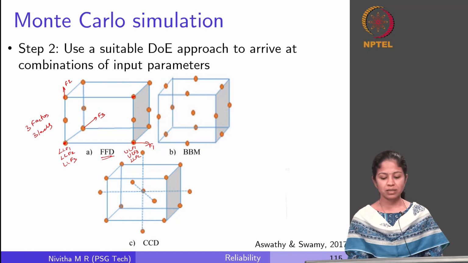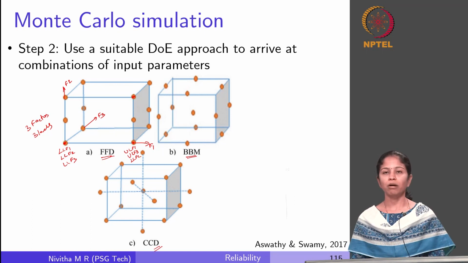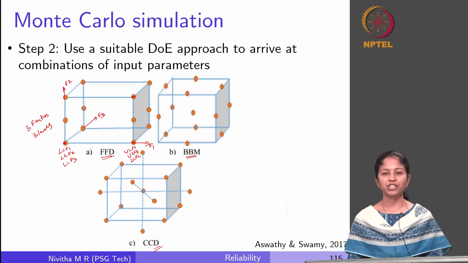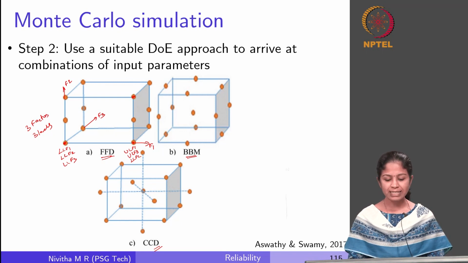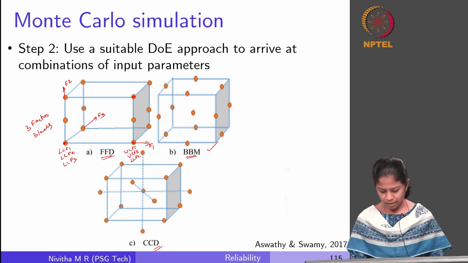Now, this Box-Behnken design or a central composite design is going to give us a lesser number of combinations, but still not compromising on the influence of all these factors on the response, right. So we will use a suitable design of experiments approach to arrive at the combination of input parameters. Let us say that we are using a Box-Behnken design, right.